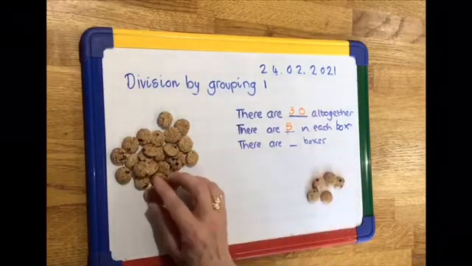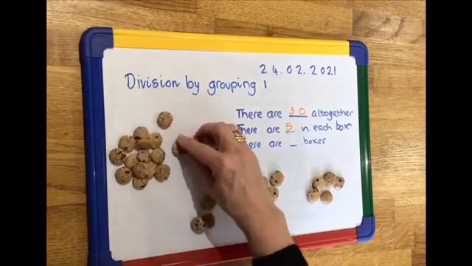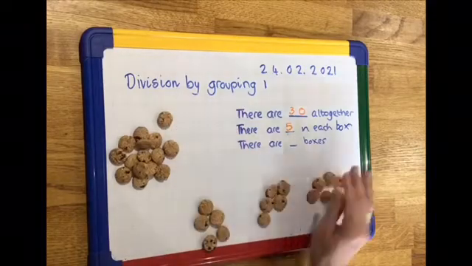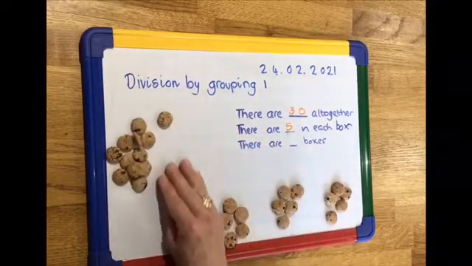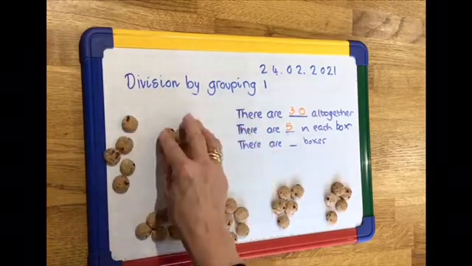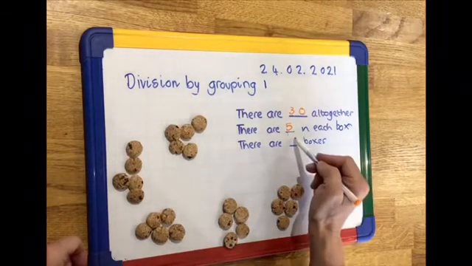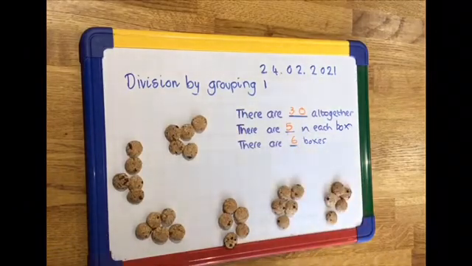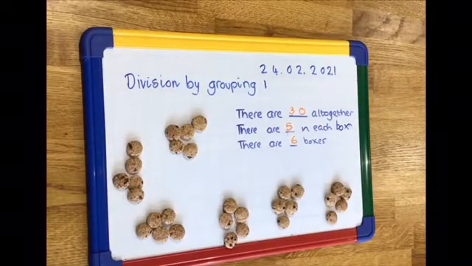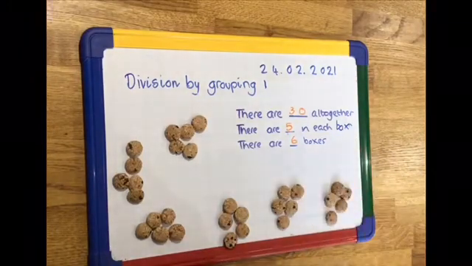So there's one group of 5, 2 groups of 5, 3 groups of 5, 4 groups of 5, and 6 groups of 5. So the baker is going to need 6 boxes. So 30 split into groups of 5 gives me 6 groups.